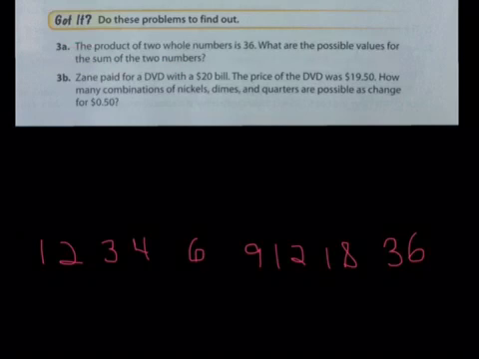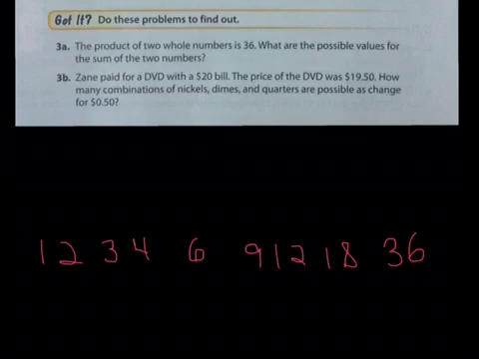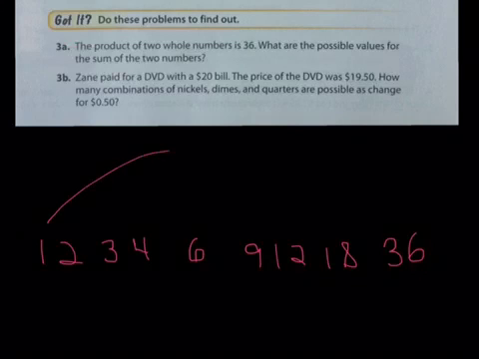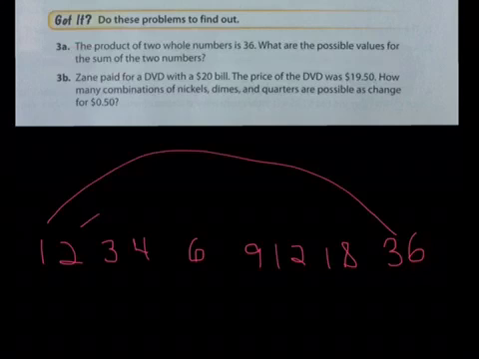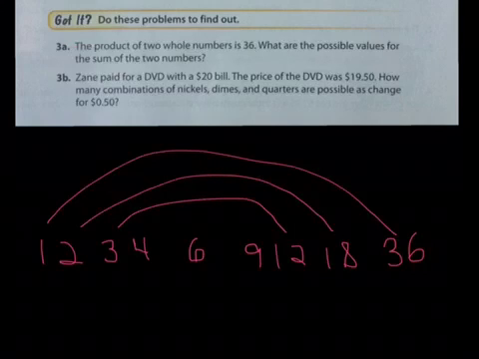In order to find this out, I'm going to go ahead and make myself a nice factor rainbow. So 1 times 36 is 36, 2 times 18 is 36, 3 times 12 is 36, 4 times 9 is 36, and 6 times 6 is 36. Now that I have all of my factors, I can try to find the sum. If I take the 2 numbers and I add them, find the sum of the 2 numbers. What are the possible sums?